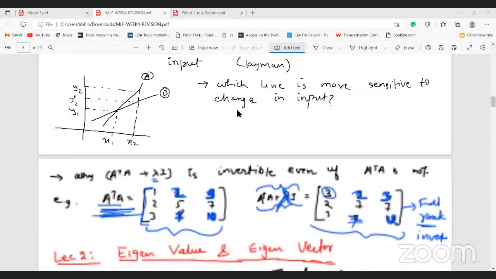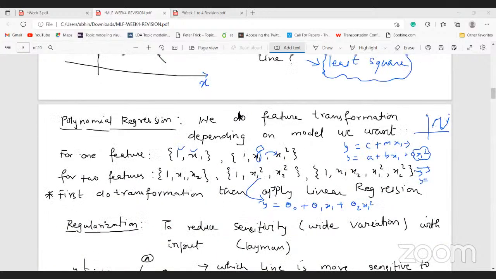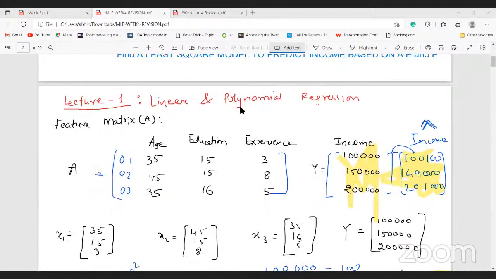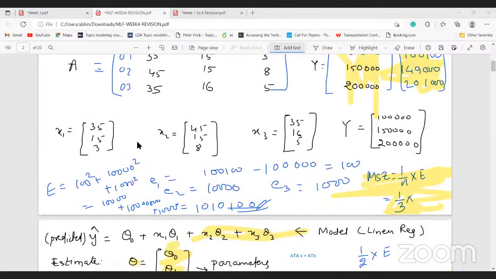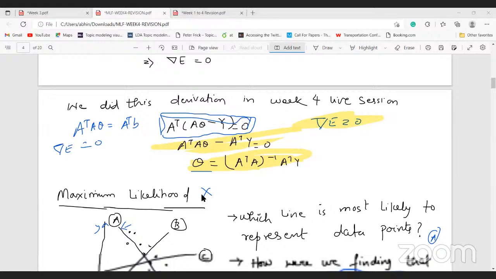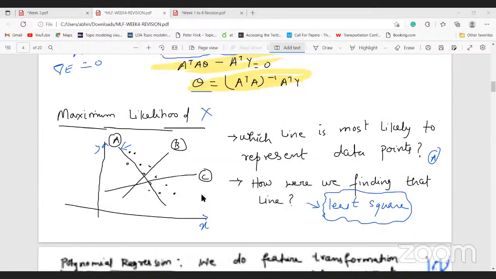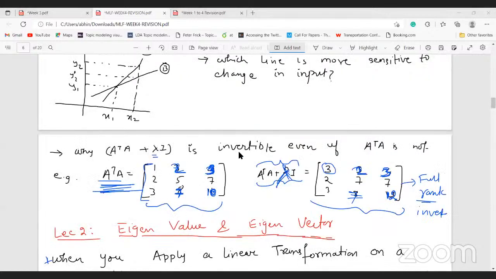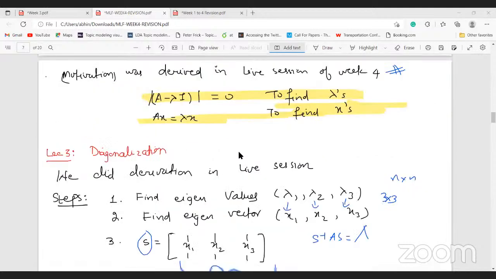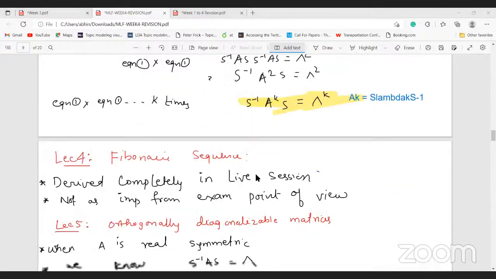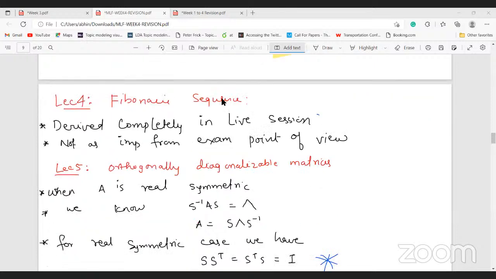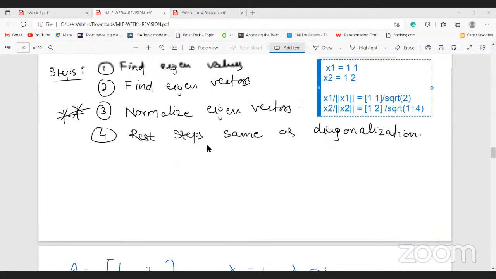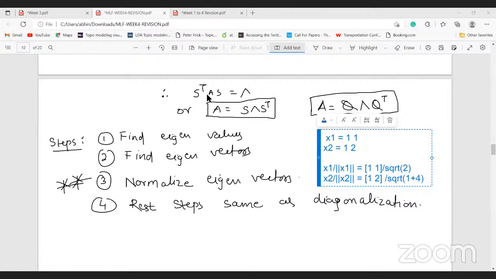Sir, can you repeat once? Yeah, so I was just saying for week 4, linear and polynomial regression is important. Maximum likelihood probably will not be there. Regularization will not be there. Eigenvalue and eigenvector questions can come. Diagonalization and orthogonal diagonalization questions can come. Fibonacci sequence, I don't think will be there. Okay, thank you. Yeah, but again, confirm it from your next session, whoever takes. Yeah, sure.